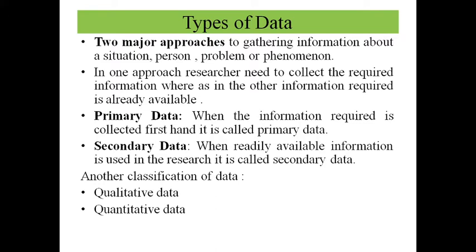Now, data can also be classified as qualitative data and quantitative data. Qualitative data means data or information that is in descriptive and narrative form, or it may also be in categorical form. Whereas quantitative data are usually in numerical form. Now here in our tutorial, the discussion is on sources of secondary data.